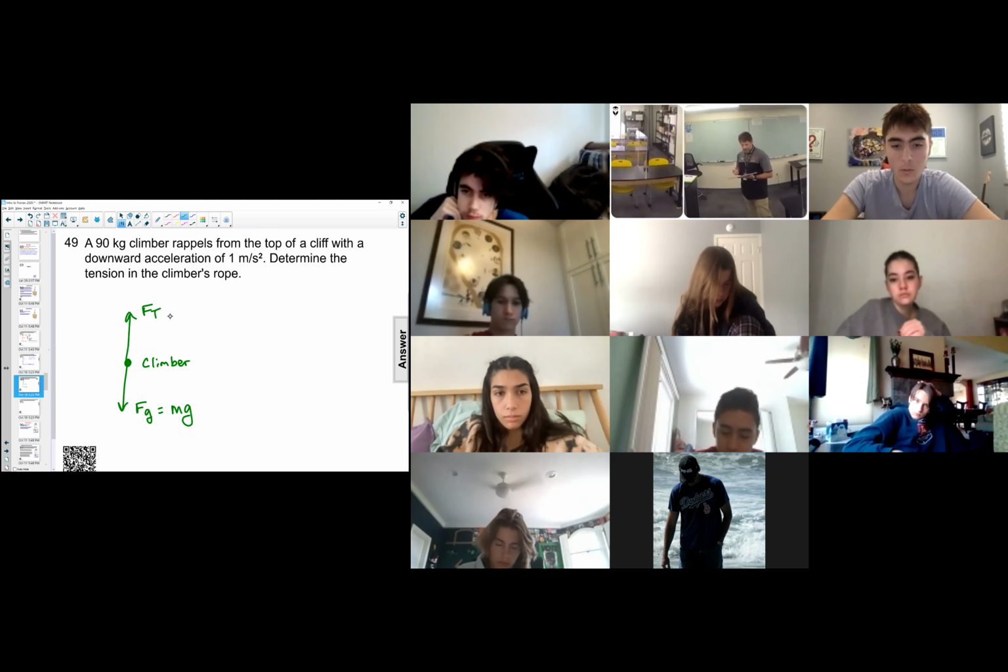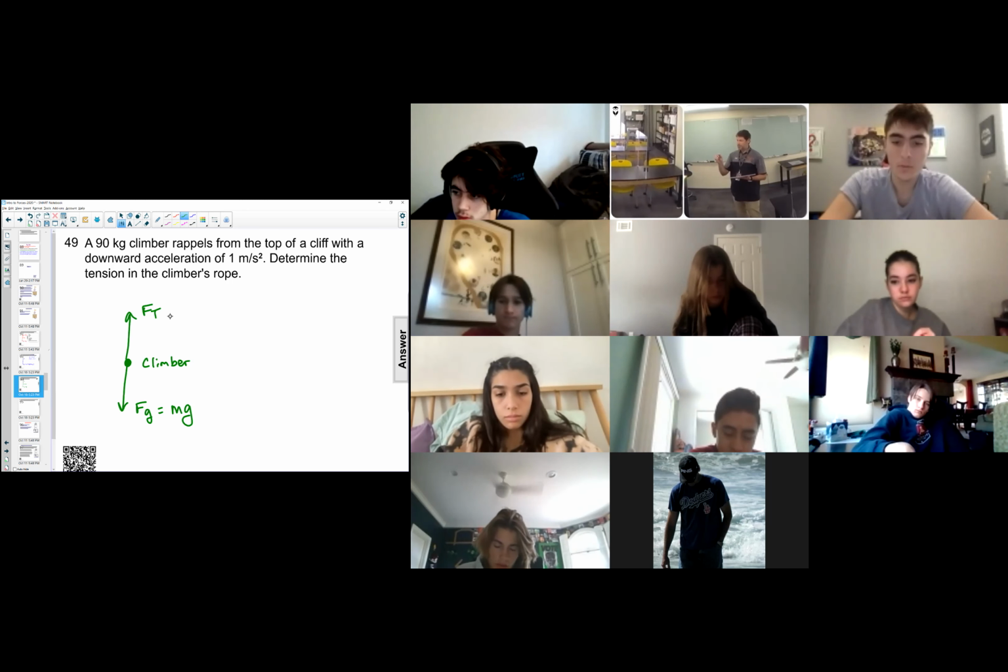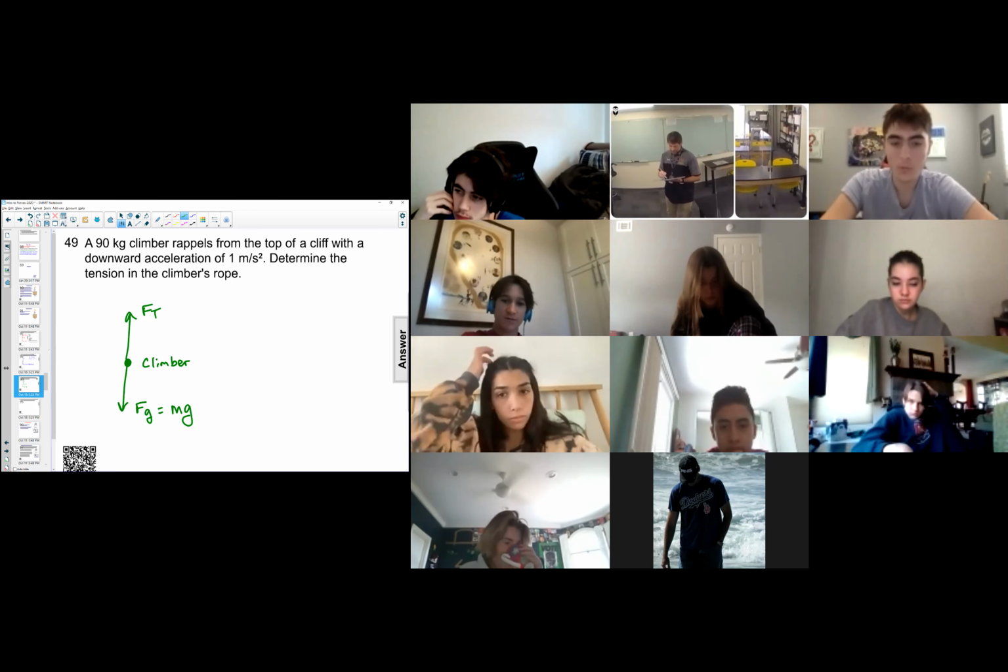Now, in this case, it says it's a downward acceleration of 1 meter per second squared. So are these forces balanced or not? They're not balanced. Johnny, I see you shaking your head. Tell me what you're thinking there, Johnny. They're not balanced because the climber is accelerating in the downwards direction, so therefore they can't be balanced.